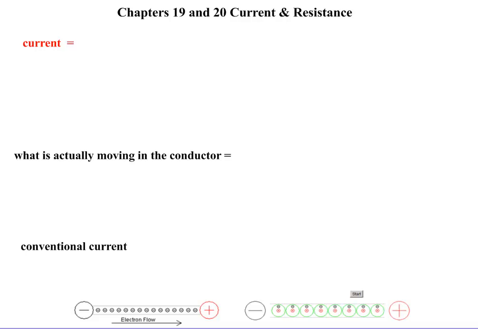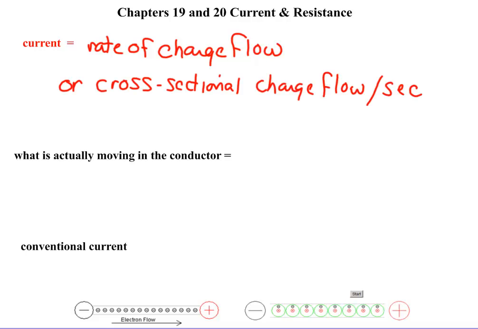Chapters 19 and 20 are going to take a look at electric current and the resistance in electric current. So let's start out by defining current. Current we're going to define as the rate of charge flow. Another way to look at current is the cross-section of charge flow per second. The symbol we're going to use for current is I.